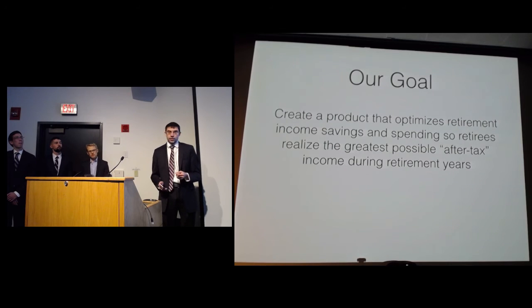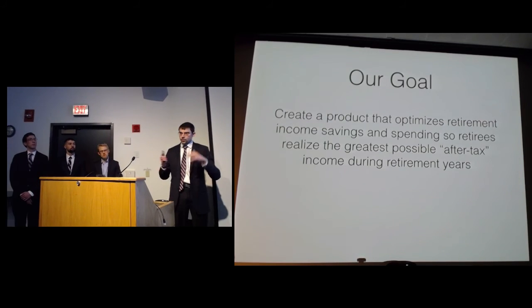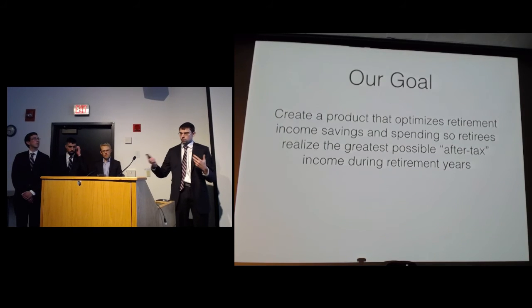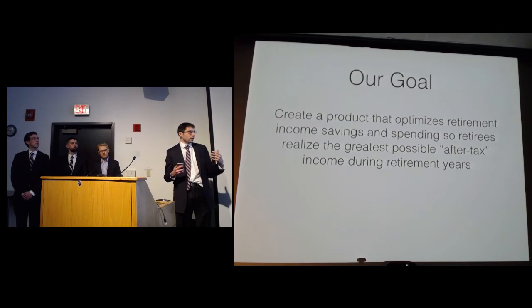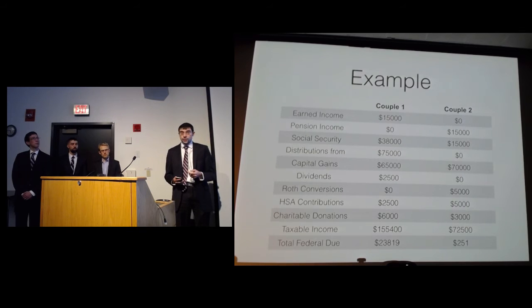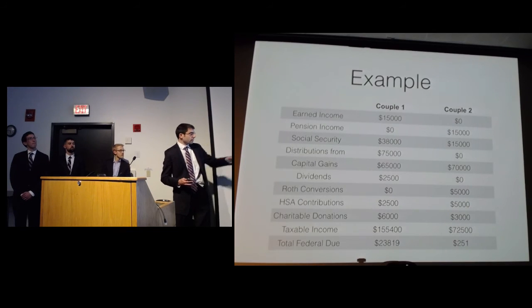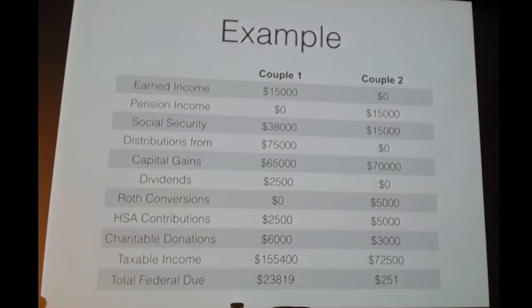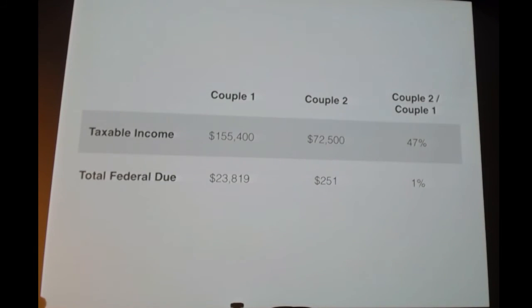Now I'm sure some of you are thinking, is there really a big change in tax when you take money out in different ways? And it turns out there is. If you look at the bottom two lines, taxable income and the total federal tax due, in the first example, they have $155,000 and they pay $23,000 in tax, but the second couple brings in $72,000 and only pays $251 in tax. So let's look at this in percentages for a second.